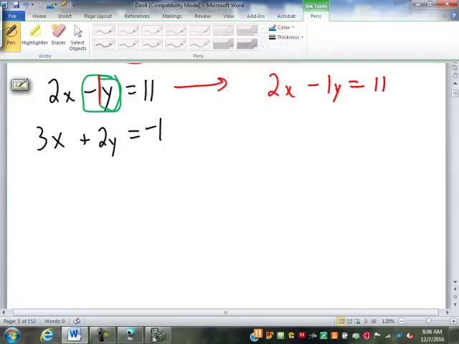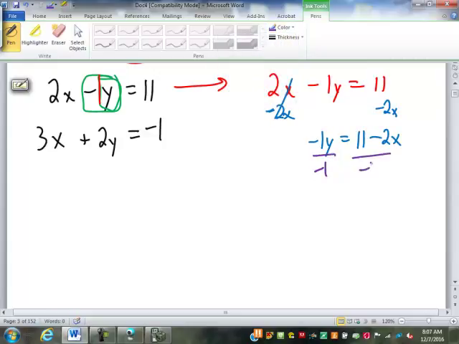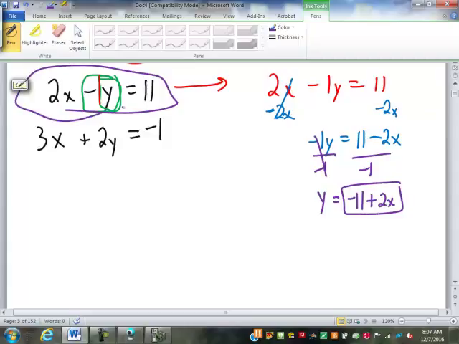To solve for y, what do I have to do? Subtract 2x. So that's gone. Negative 1y equals 11 minus 2x. And then divide by negative 1. So y equals a negative 11 plus 2x. So that came from this equation, so I have to put it back into this one for y. So 3x plus 2y, but y now becomes, in parentheses, negative 11 plus 2x. That equals negative 1.